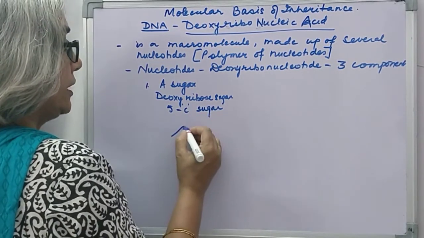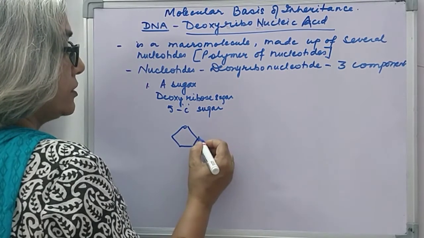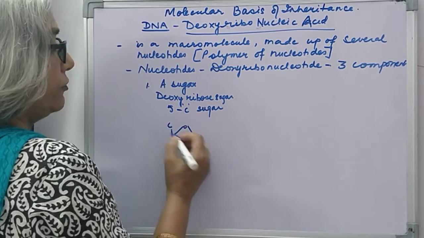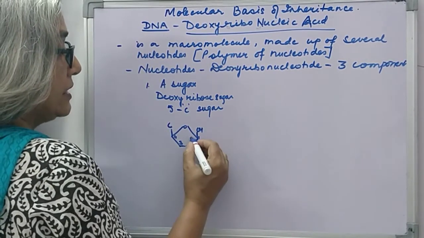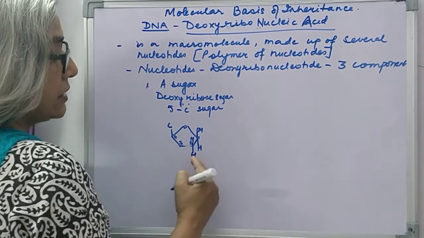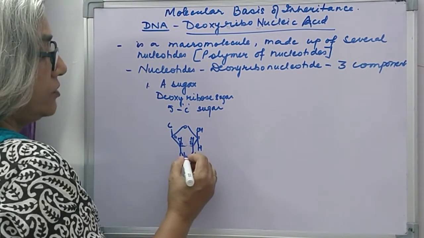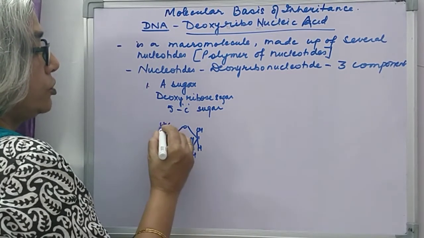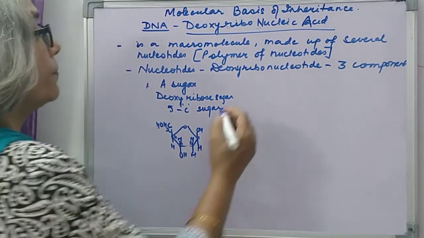The structure is like this. Five carbons form a ring. This is the first, second, third, fourth and fifth carbon. So the second carbon lacks an oxygen. That is why we call it deoxyribose sugar. This is the structure of deoxyribose sugar.